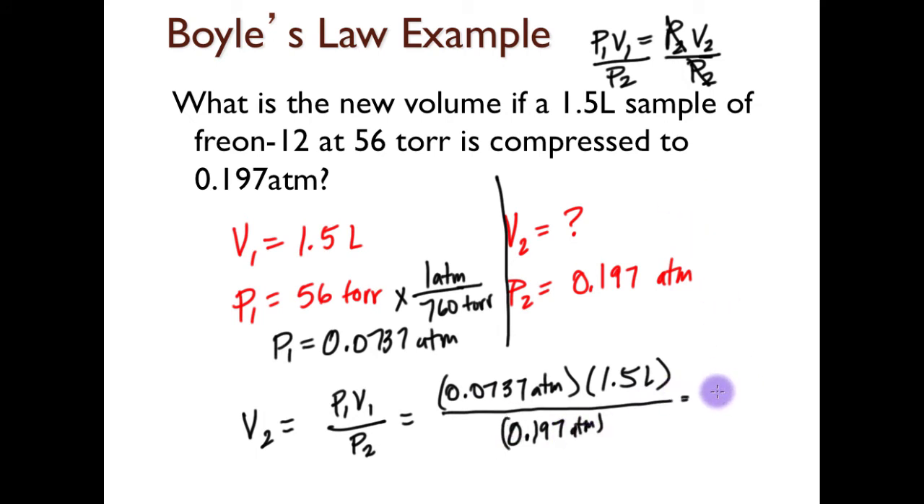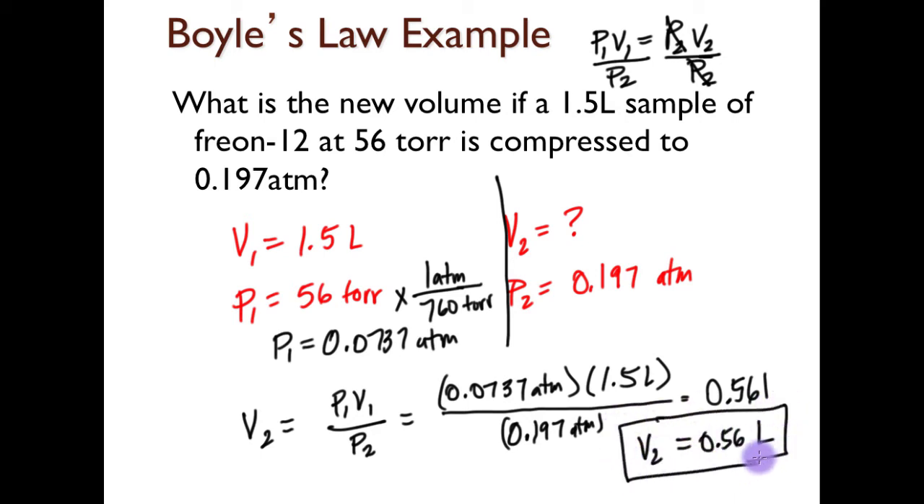And this comes out to be 0.561. And how many significant figures? I have 2, 3, 2, so I should have 2 in my final answer. So 0.56 liters is my final volume. That would be the final volume that I reach. Now let's think about this. Does this make any sense?